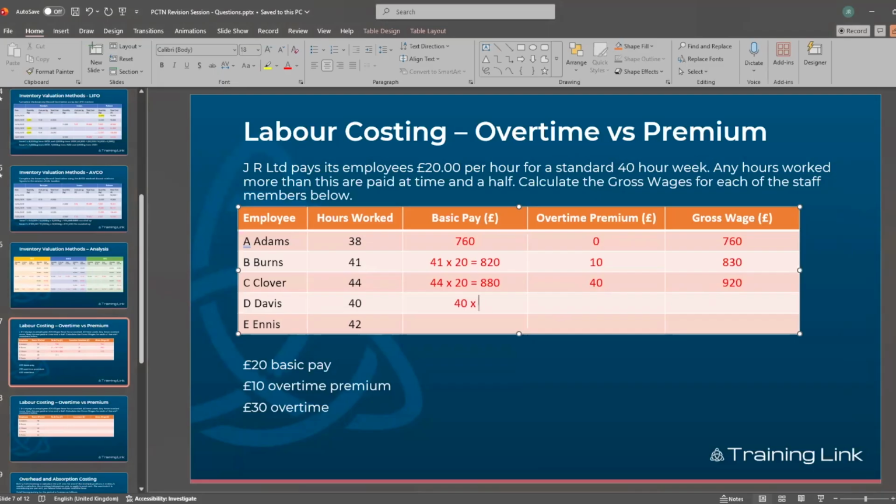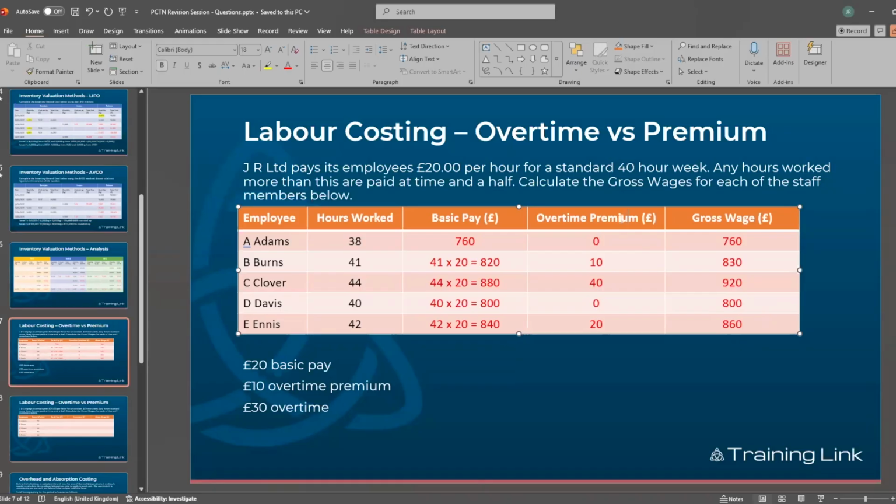This one, 40 times 20 gives us 800. No overtime hours worked there, so we'll put that as 0, which means the gross wage is £800. And then finally, ENS, 42 times 20 should give us 840. And then because we've got 2 hours worked over at this £10 premium, that should give us £20 there. Okay, which gives us £860 as the gross wage.